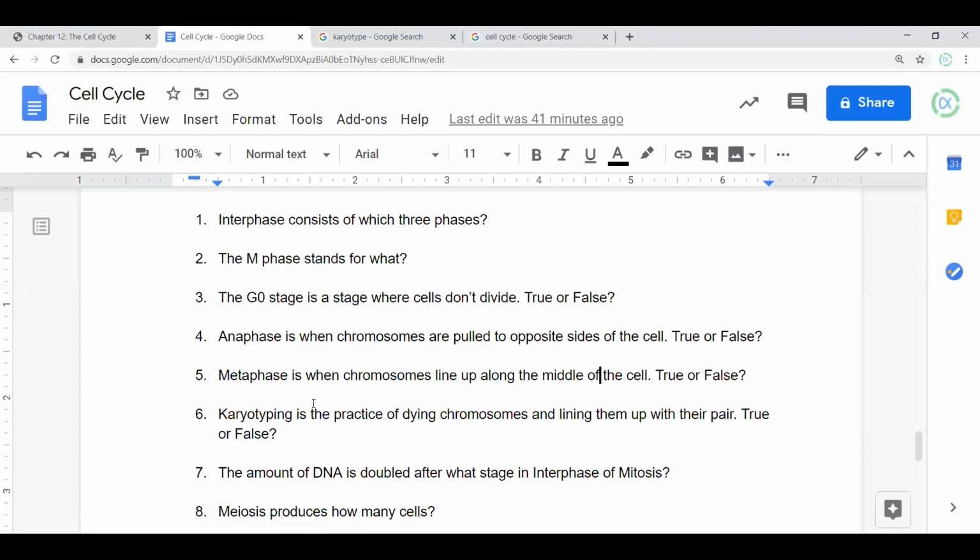Okay, so the answer here was true. G0, just a tidbit, we also call it the quiescent phase of cell division. I didn't mention this, but some cells are actually permanently in G0, meaning they can never divide. Examples of these cells are your nerve cells, which are in your brain, and some red blood cells. So these cells will never divide, and they are permanently in G0. So anaphase. Anaphase is when chromosomes are pulled to opposite sides of the cell. True or false?